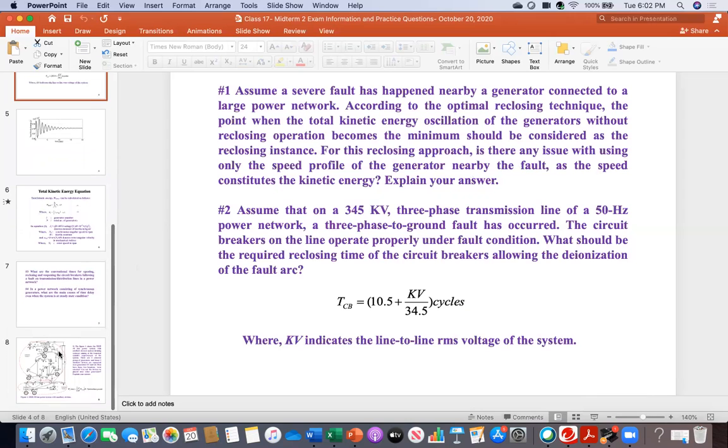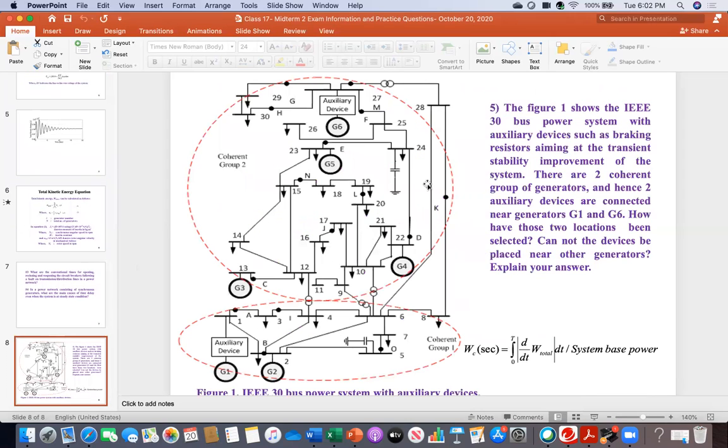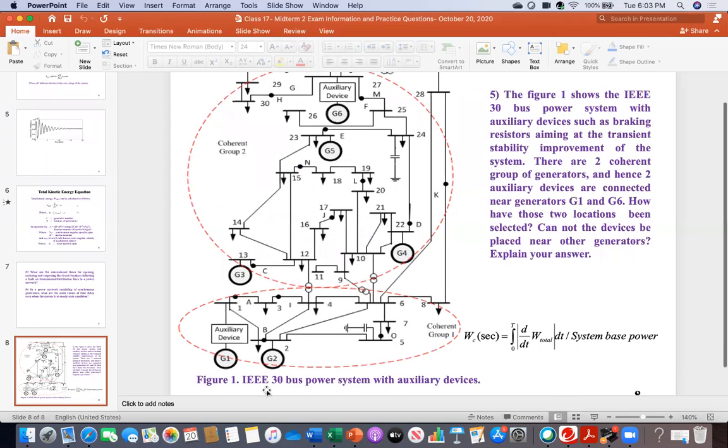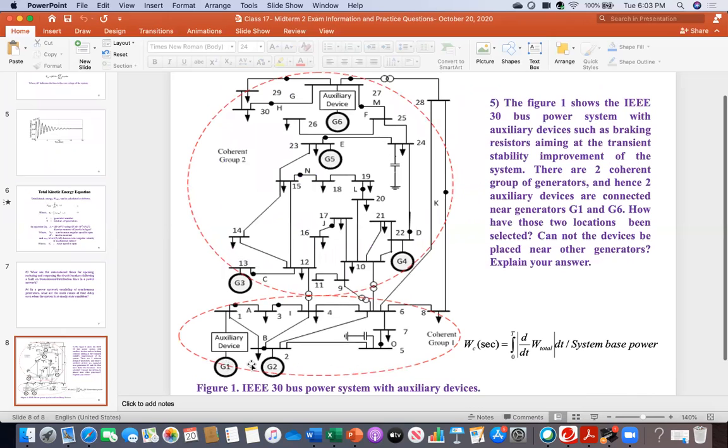Therefore, for example, everybody see, this is a power network. It is called the IEEE 30 bus power system. And here you can see the 1, 2, 3, 4, 5, 6 generators. For example, a fault happened near G1 or G2. And then, of course, if you take the speed, it will control something.